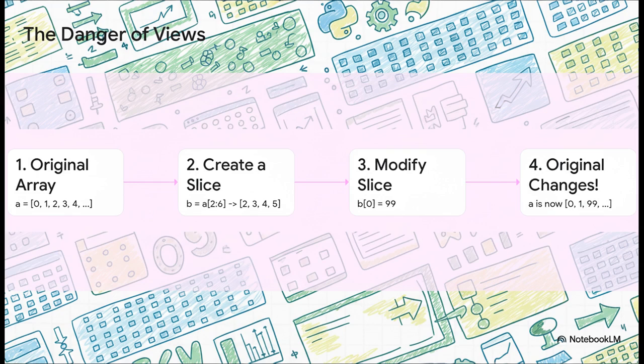But, whoa, look what happened to our original array A. It changed too. That's because the slice B is just a view. It's looking at the exact same data in memory as A. This is done for performance, but man, it can really catch you by surprise.